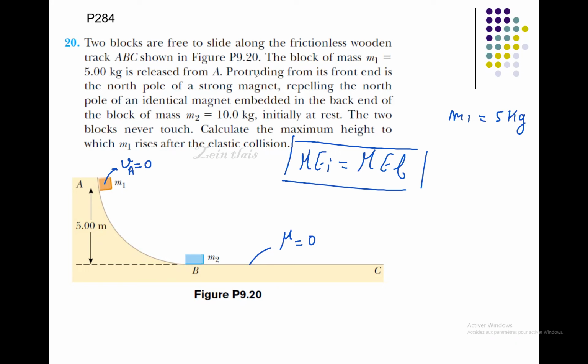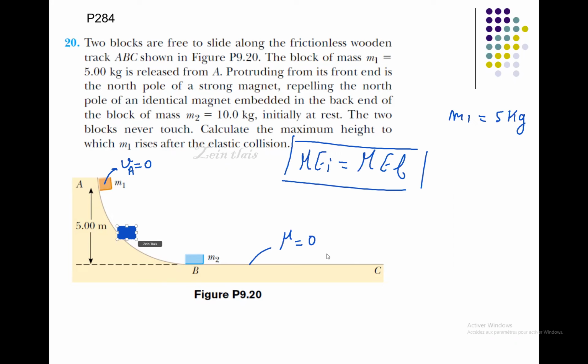Here we have a magnet. Let me take a simple example. It's a normal object, M1 and M2. M1 will go down and we get a collision between M1 and M2. First of all, M1 has zero velocity, M2 has zero velocity. M1 is released at this point, we get a velocity, and at this point we have a collision. M1 will go back up, and M2 will continue to the right.